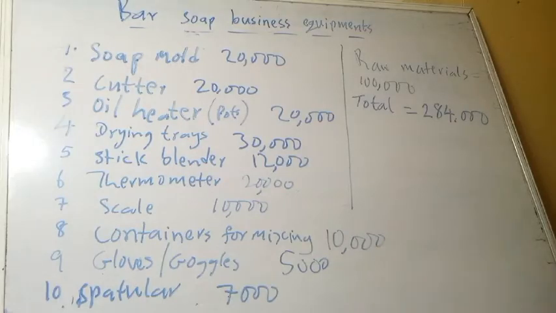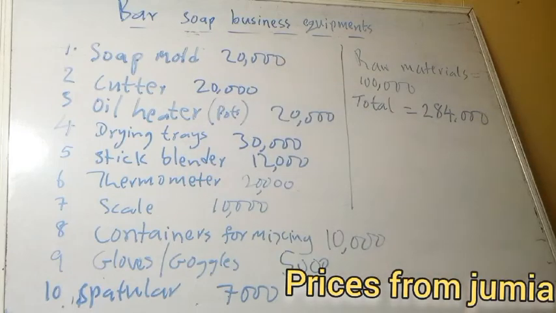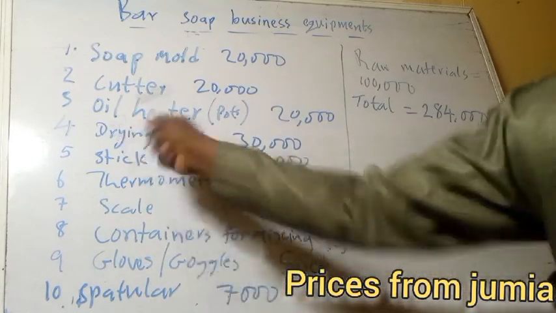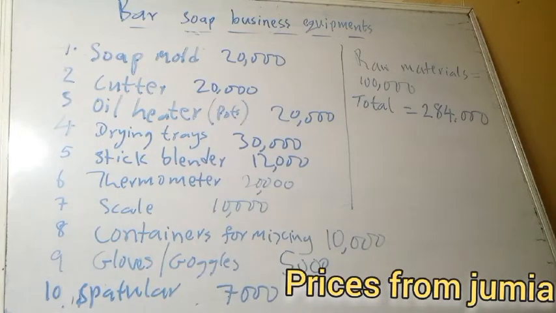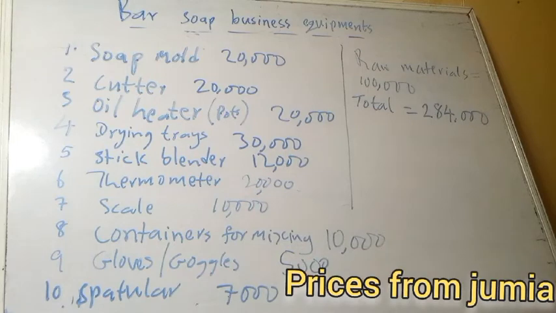Now, let's quickly look at equipment. Number one is the molds. We have to budget 20,000 naira for mold, manual cutter 20,000. You will heat the oils, and so you need pot. Let's assume that we are buying it for 20,000 naira. You will need drying trays. After molding, you will dry them. So let's budget 30,000 naira for those trays.